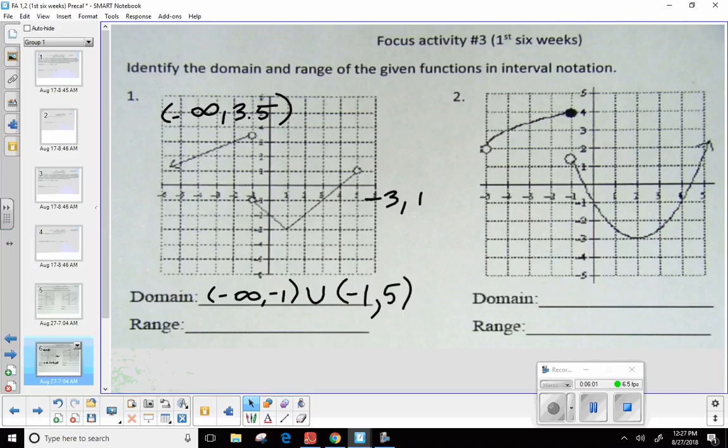Now, what would you think about that -3? Would I put a bracket or parentheses? Bracket. There's no open circle to tell me he wouldn't be included, so I would go ahead and put a bracket on him. What about the 1? Definitely parentheses, okay, because he has an open circle. So this is what we got so far. This interval describes the left ray. This interval describes what looks to be like a giant check mark, right? So if you have more than one interval, we put the union.